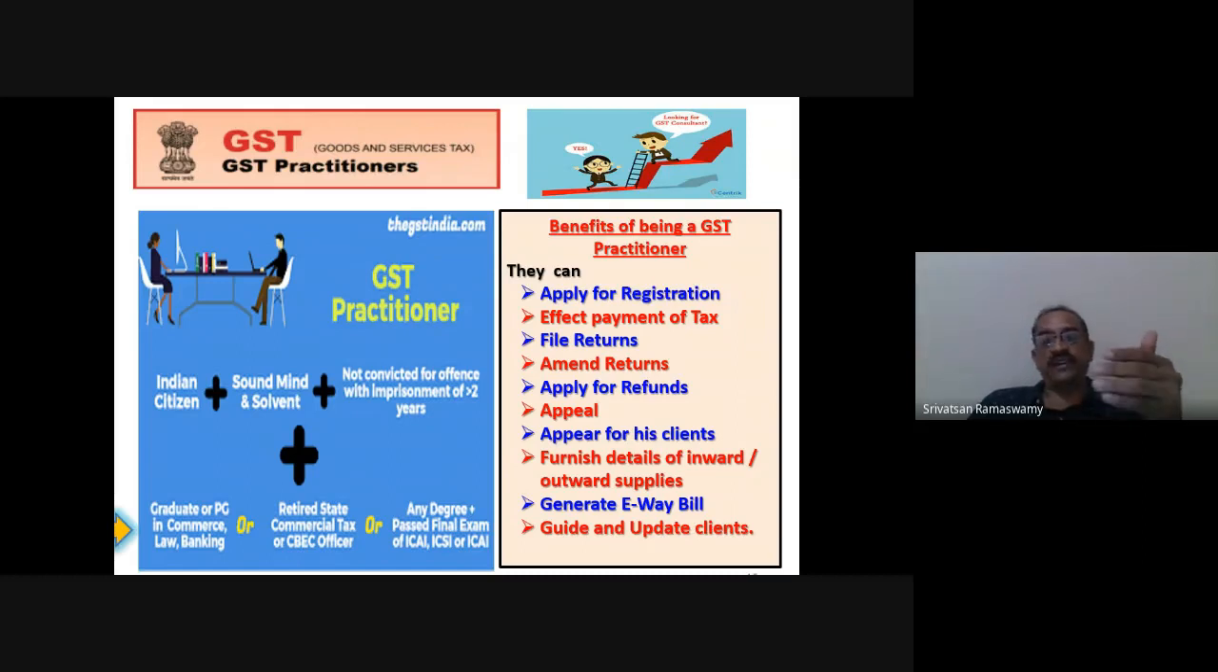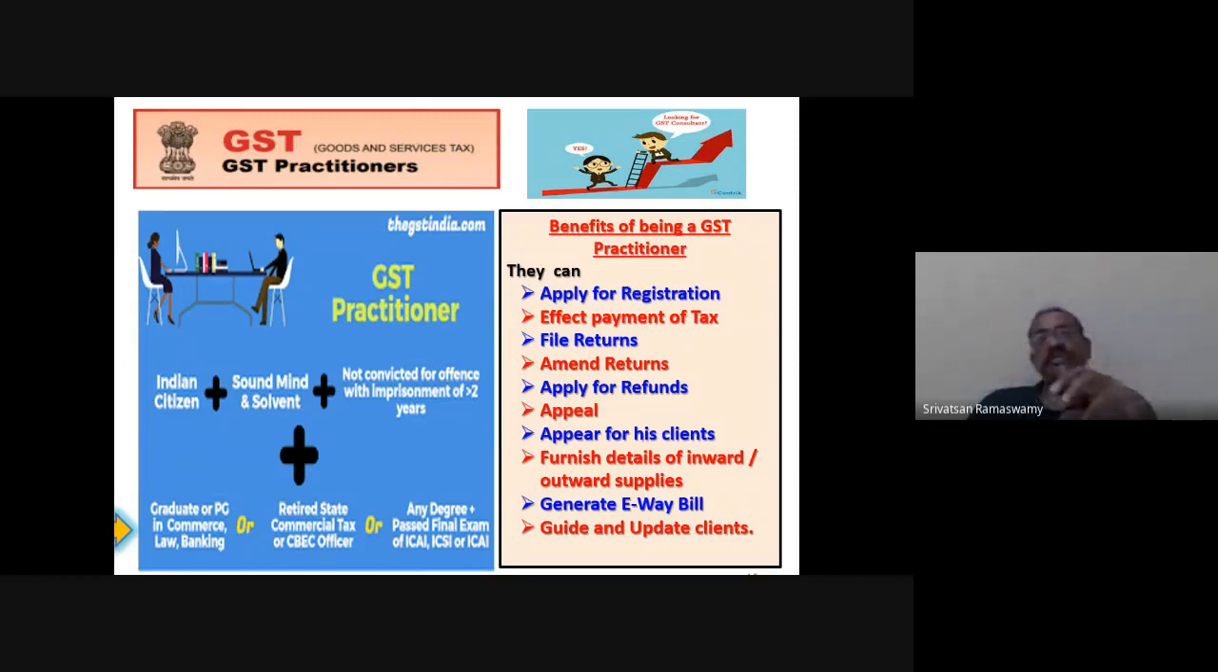The legislation in fact recognizes it as a profession for graduates in commerce, law, and banking. On behalf of your client, you can help them apply for registration, make tax payments on their behalf, file returns, and apply for refunds. You can also appear on behalf of your clients and defend their case. You can generate e-way bills. You can guide and update your clients. So this is almost equivalent to a chartered accountant, but only with reference to GST.